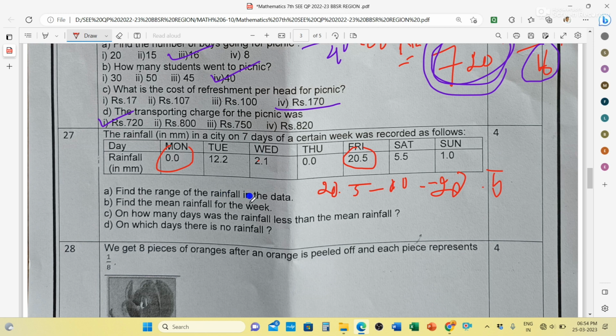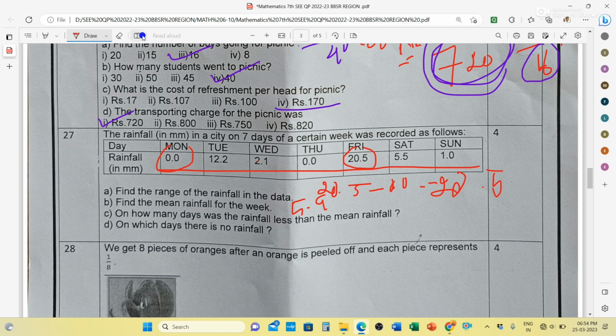Find the mean rainfall for the week. Mean rainfall. To find the mean rainfall, first you have to add all these numbers. Then you have to divide by 1, 2, 3, 4, 5, 6, 7. 7. Because here there are 7 readings. So if you add all the readings, then you divide by 7. So you will get 5.9 mm. Okay. On how many days was the rainfall less than the mean rainfall?